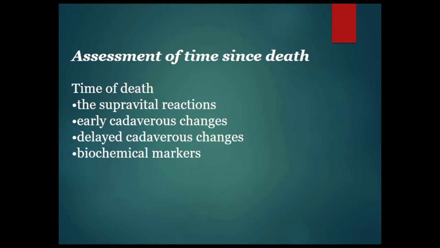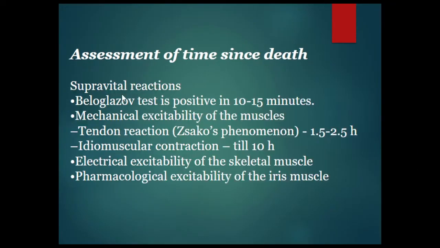To assess timing of the death, we might use some signs like supravital reactions, the Beloglazov sign among them. We might use early cadaverous changes, delayed cadaverous changes, and some biochemical markers. I'm going to demonstrate to you a few slides, with possible information which might be helpful in determination of the timing of death. You will see them, fix them. They do not need much explanation.